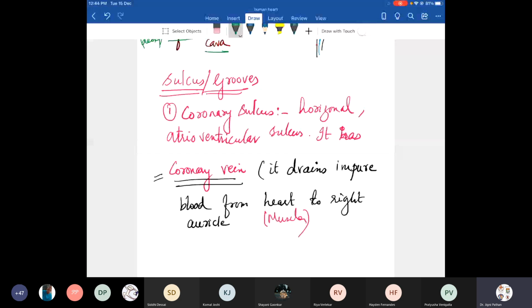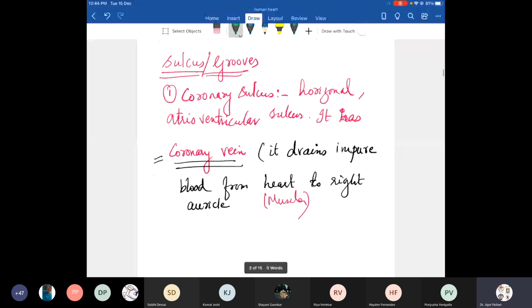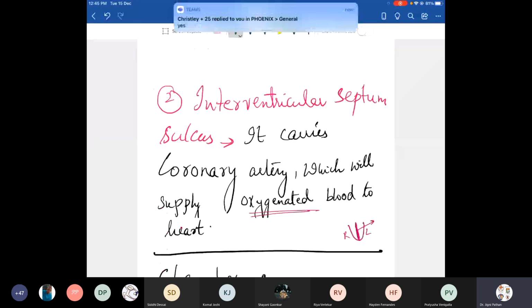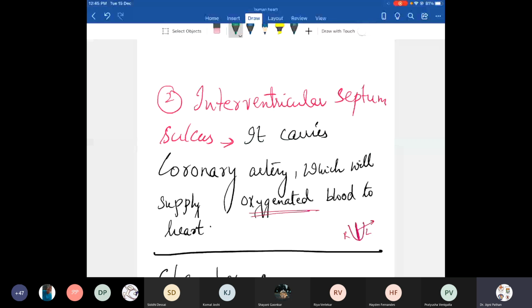Next. There is one more sulcus, that is interventricular sulcus. That is between two ventricles. Right and left ventricle is divided by interventricular septum or sulcus. It carries coronary artery, which supplies oxygenated blood to the heart. It carries coronary artery because heart muscle is continuously working, right? So they also need oxygen. They also need nutrients. So who supplies that? Coronary artery supplies.